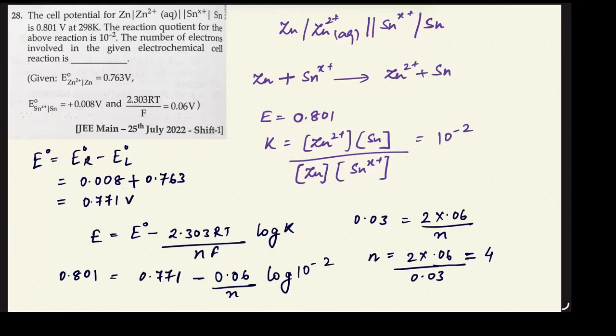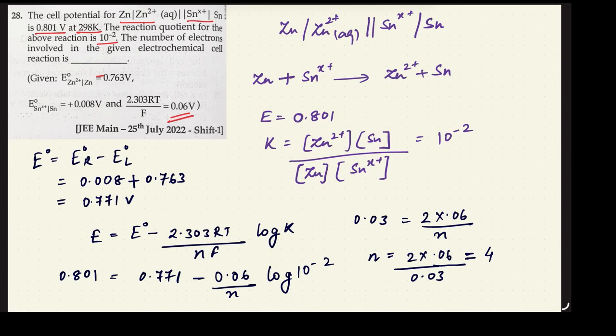The cell potential for zinc changing to zinc ion and tin ion changing to tin is 0.801 volt at 298 Kelvin. The reaction quotient for the above reaction is 10 to the power minus 2. The number of electrons involved in the given electrochemical cell reaction is. Now reduction potential of zinc is given as minus 0.763 volt and for tin it is 0.008 volt. Value of 2.303 RT by F is given as 0.06.